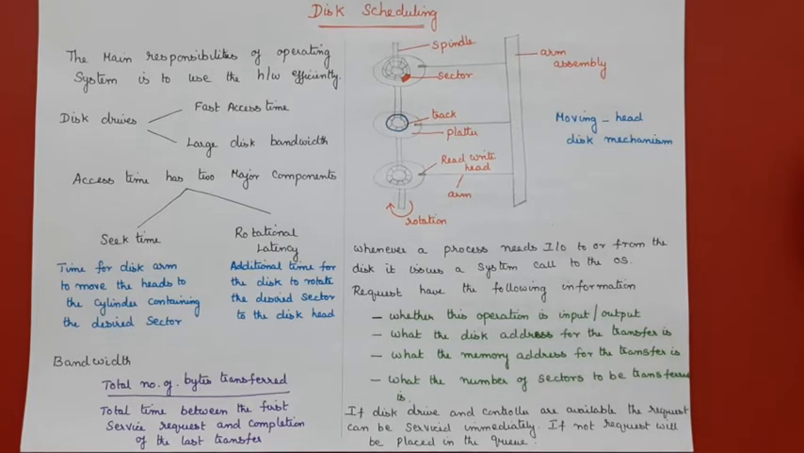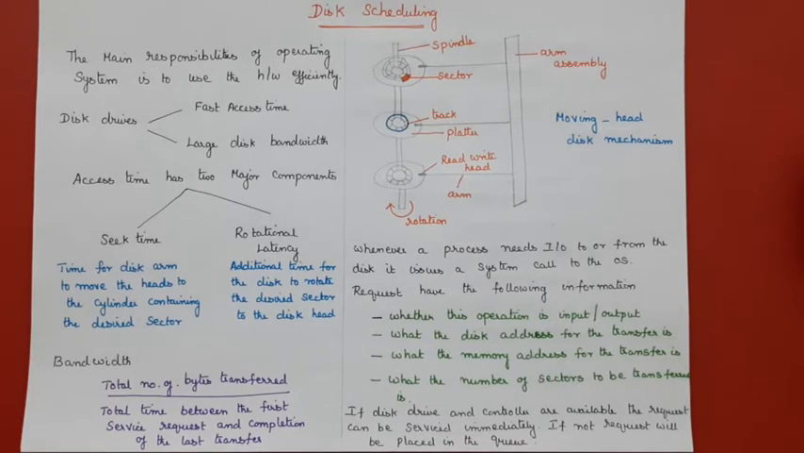When we come to the access time, it has two major components. One is the seek time and another one is the rotational latency. So what is meant by seek time? The seek time is the time for the disk arm to move the head to the cylinder containing the desired sector. And what is meant by rotational latency? It is the additional time for the disk to rotate the desired sector to the disk head. So these two are the major components of your access time.